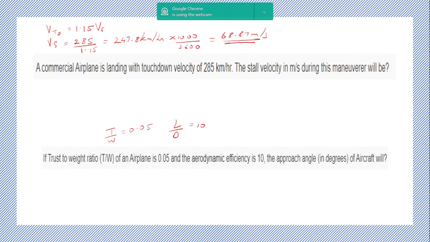We've studied the relation for the climb angle or the takeoff angle. Analogous to that, you have the approach angle relation. What was the takeoff angle as a climb angle? Sine gamma, what was it equal to in terms of T by W and L by D? Yes. So the negation of this will be the approach angle, sine of theta approach.